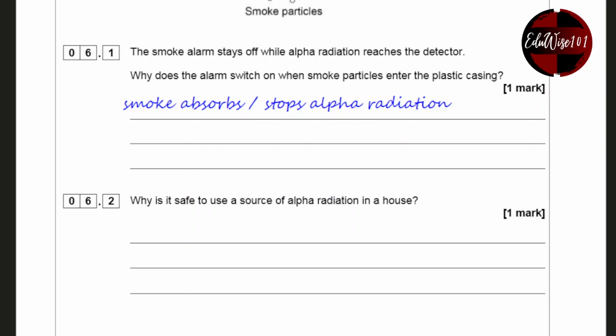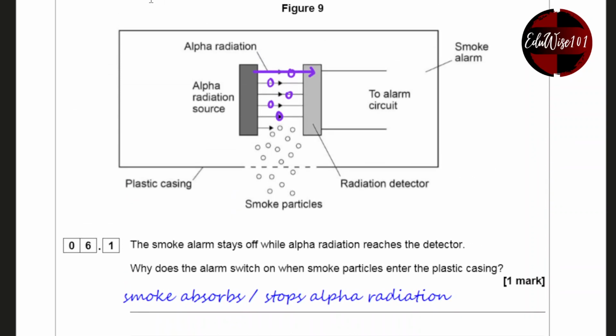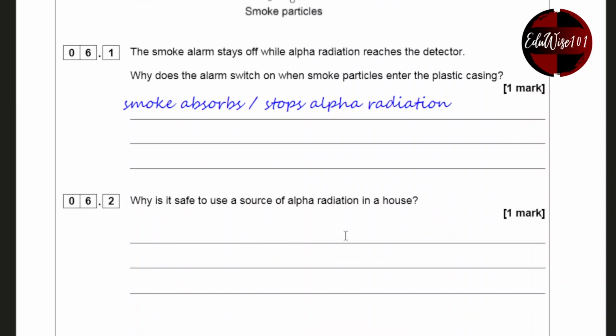Question 6.2. Why is it safe to use an alpha radiation source in a house? Now, alpha has the lowest range, so it's not going to come down to the ground level. Smoke alarms are fitted at the ceiling, so it's only a couple of centimeters, less than 10 centimeters. That's the range. And because it's also in a plastic casing, it's not going to come off of the plastic casing. It's actually pointed sideways, so it's not pointing downwards, right?